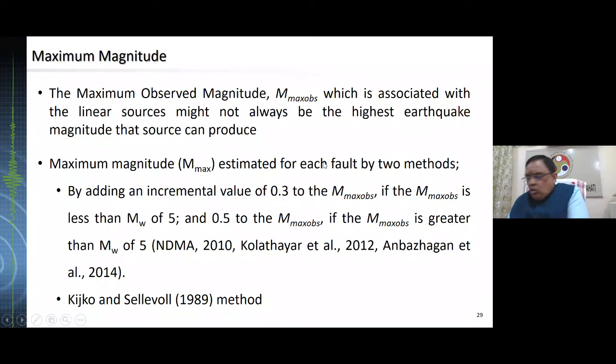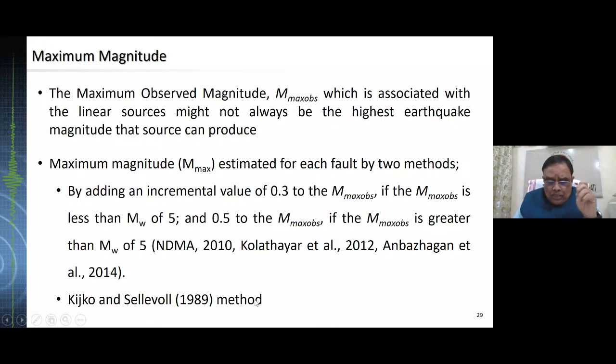So the maximum magnitude observed. Here DSHA is based on the maximum credible earthquake, as I told you earlier, in the region closest to the site, which is basically the greatest earthquake the sources in the region can produce, which can be realistic or anticipated. It considers the worst scenario by assuming a critical magnitude earthquake to occur at the closest possible distance. So you can see the max estimated for each fault; two methods were adopted, and the Kijko-Sellevoll method was also adopted.